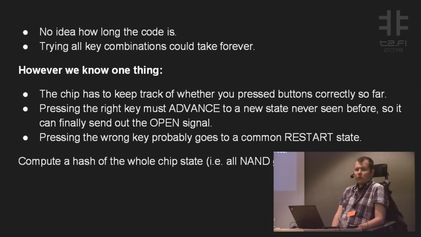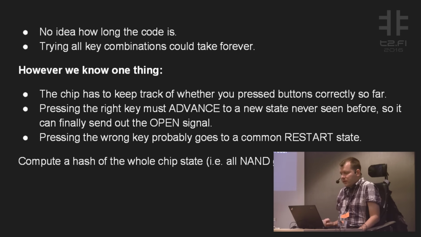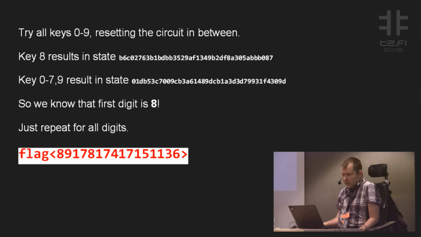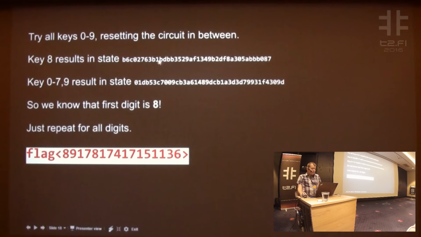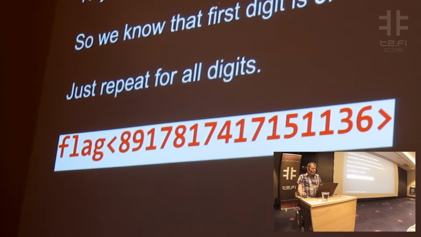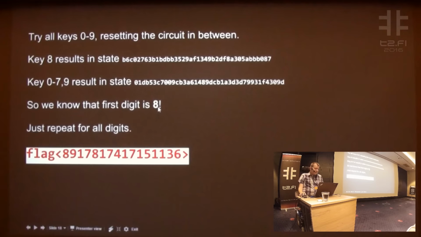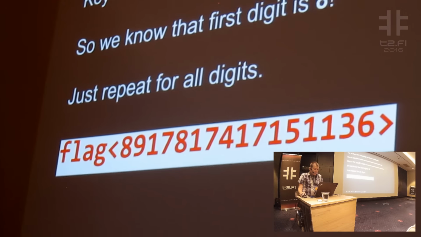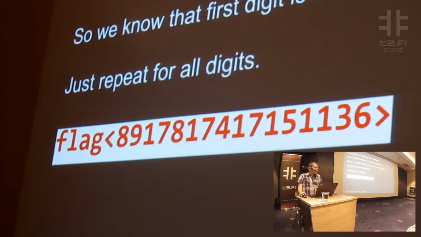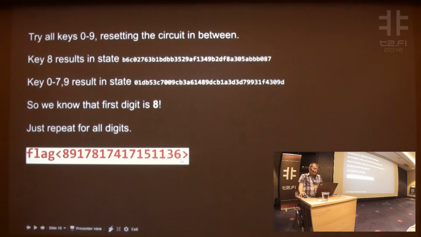So how I solved this is to just compute a big hash of the state of all the NAND gates, or the outputs of all the NAND gates, and then we can observe this state by just trying all the keys one at a time. And we see that for the first key, if you press 8, you get this, and the next state is this, or if you press another key, you know that this is the common restart state, basically. So we know that the first digit is 8, and then you can just compute this for every digit. And then here is the complete sequence, which you can enter on the web page, and then you win.